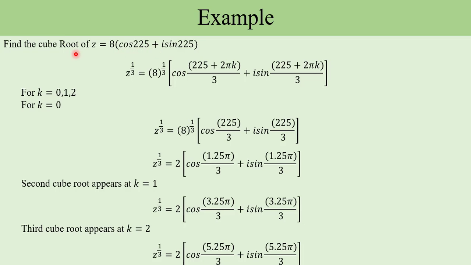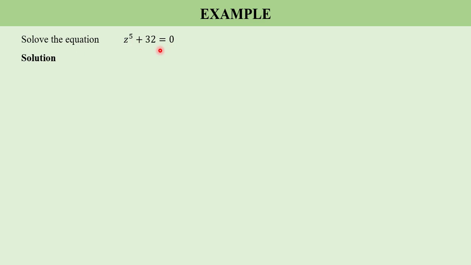Then the next example, let's look at the next example, which is: solve the equation z power 5 plus 32 is equal to 0. So meaning that we shall have to first express in polar form. So here z power 5 is equal to minus 32, which is the same as z is equal to minus 32 power 1 over 5, which is equal to minus 2.